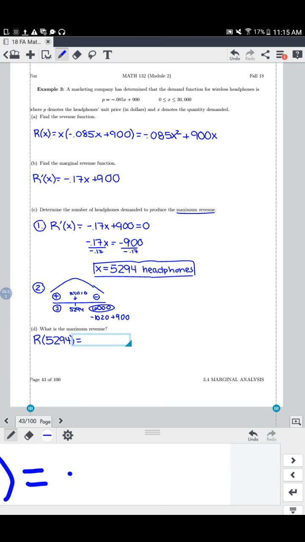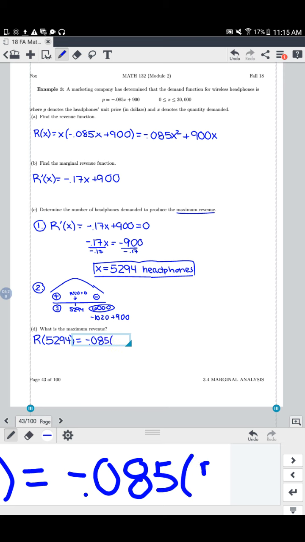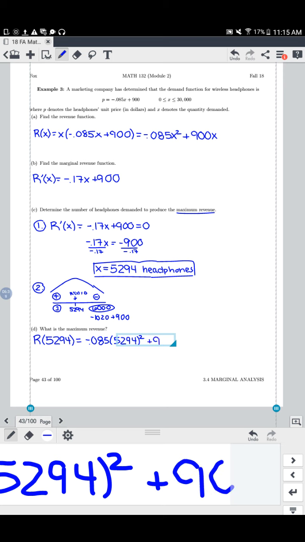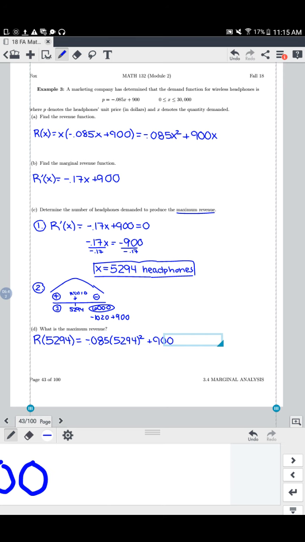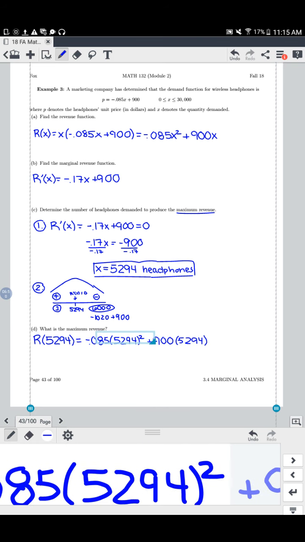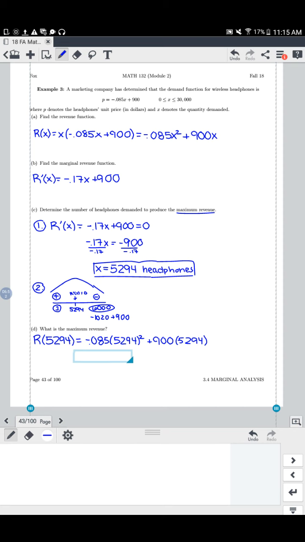So we're plugging into the original. We're going to do negative 0.085 times 5,294 squared. And remember PEMDAS, you have to square this before you multiply. If you have a graphing calculator, you can plug in just like this. If not, you always have to square before you multiply. I'm just replacing both x's from the revenue equation above with 5,294. So in a calculator, you want to square it, multiply it by negative 0.085, and then add 900 times 5,294. What you should be getting is a pretty big number.